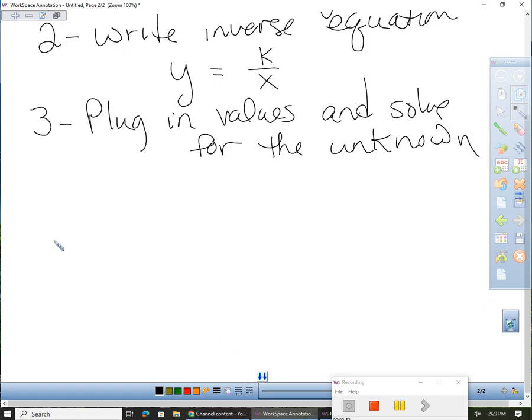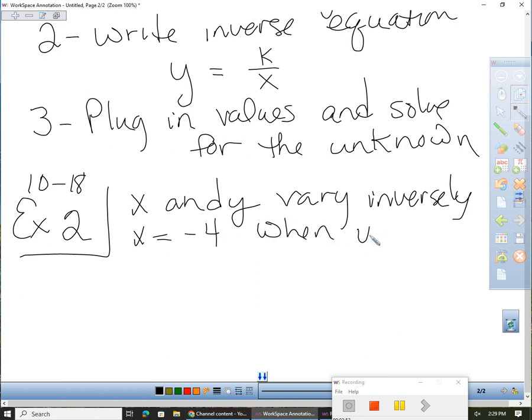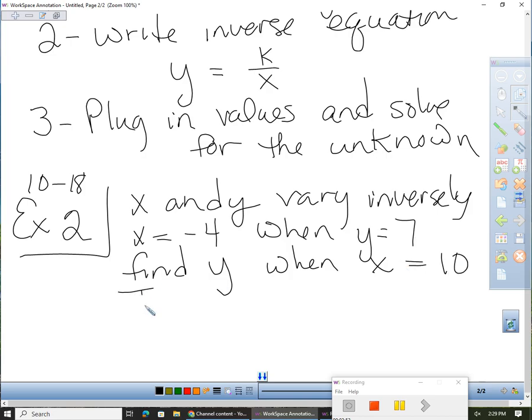So here's example number 2. And this is exactly what you are doing for 10 through 18. X and y vary inversely. X equals -4 when y equals 7. Find y when x equals 10, then graph.